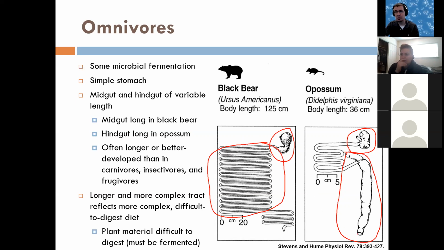And the reason for the longer and more complex tract is that the diet is more difficult to digest. So plant material is difficult to digest. It must be fermented. So in the possum, we have the large hindgut in order to retain microbes and to permit fermentation of material there.